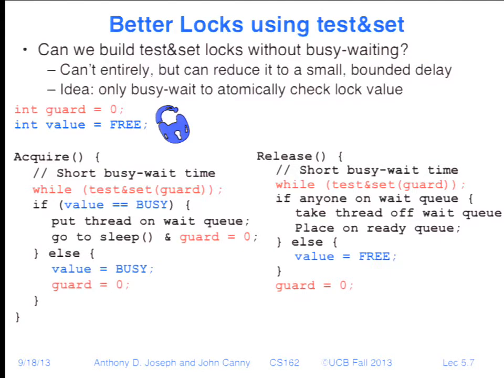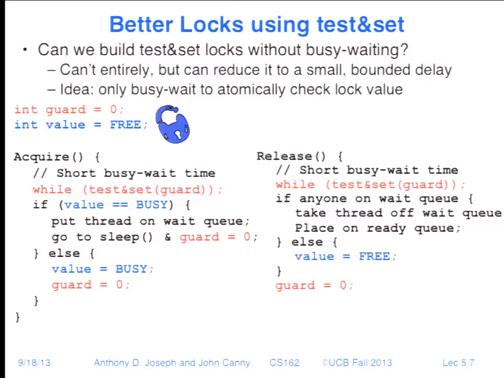Okay, so test and set sets the value to 1 if it's 0. Is that right? Yes, you're exactly right that we're still spinning on that, but the point is that when somebody else is using guard, they're only going to run for a short amount of time. That's the trick here. They're only running long enough to do a sort of a protected update to the real lock.